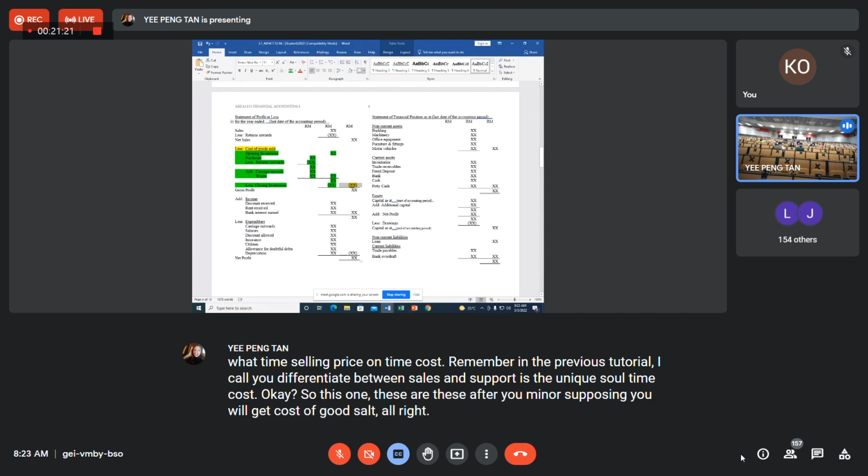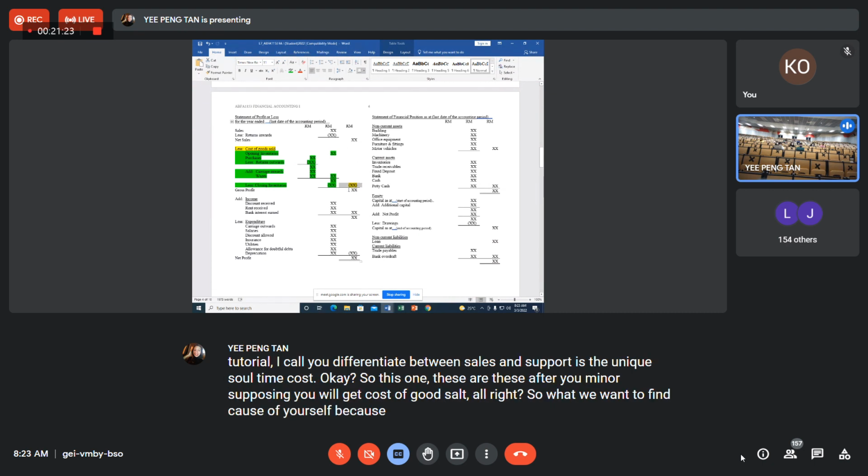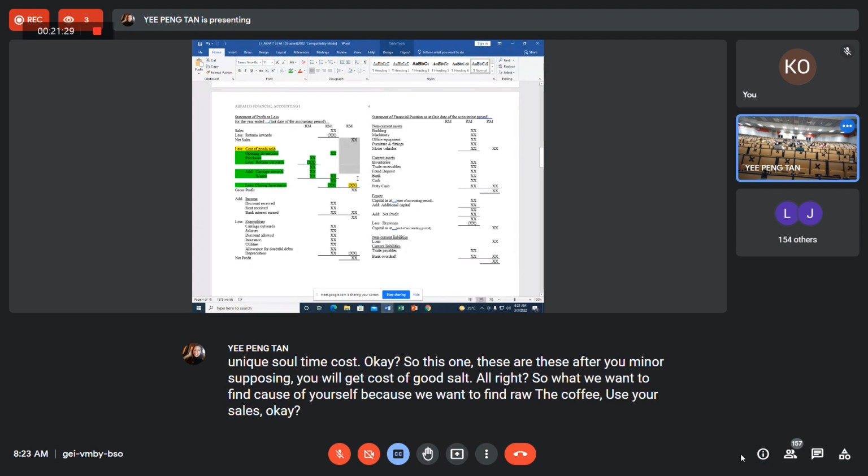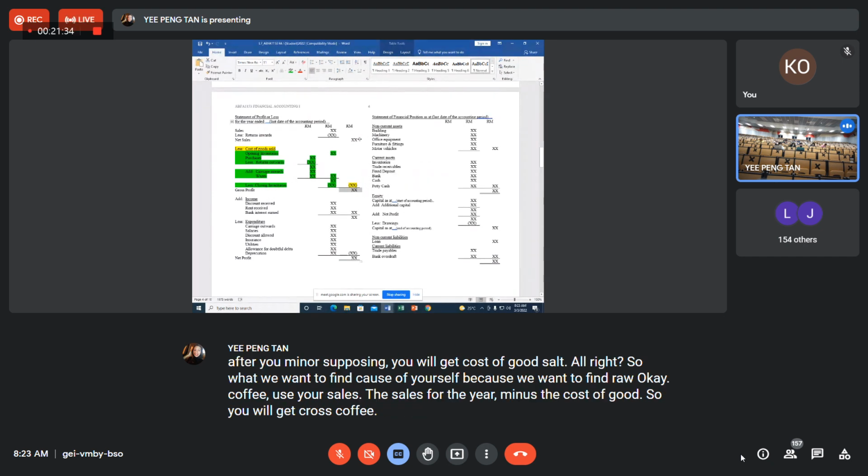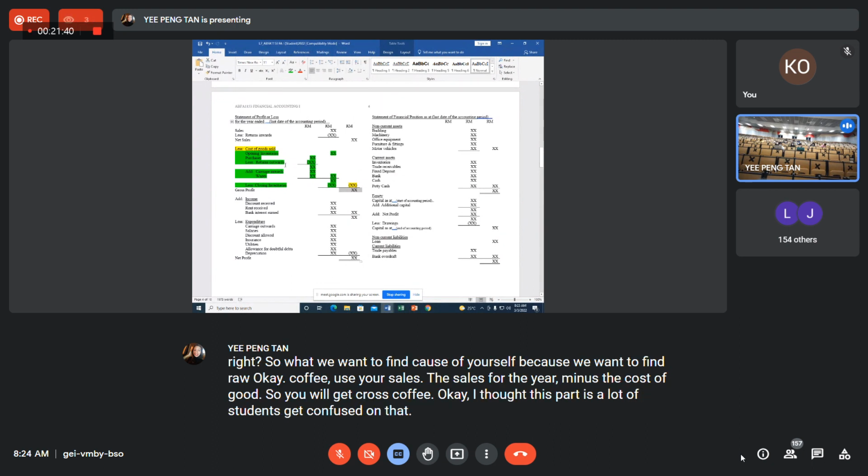All right. So why do we want to find cost of goods sold? Because we want to find gross profit. How to find gross profit? Use your sales for the year minus the cost of goods sold, you will get gross profit. Okay, so this part is where a lot of students get confused, so you have to understand why this comes about.